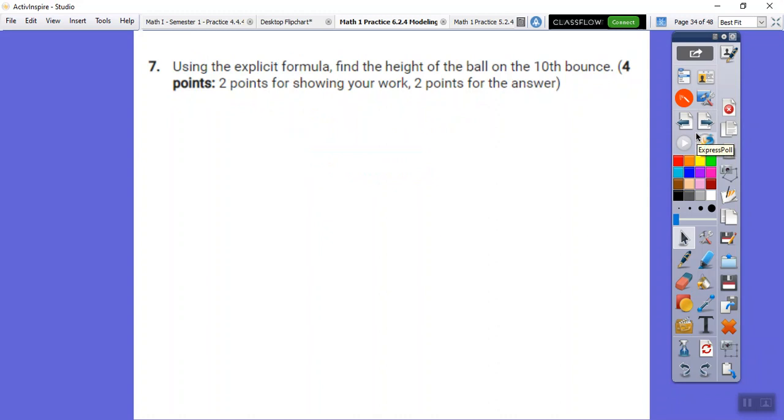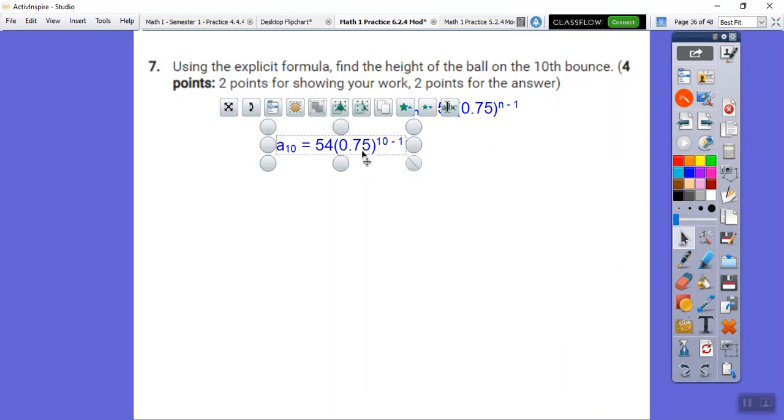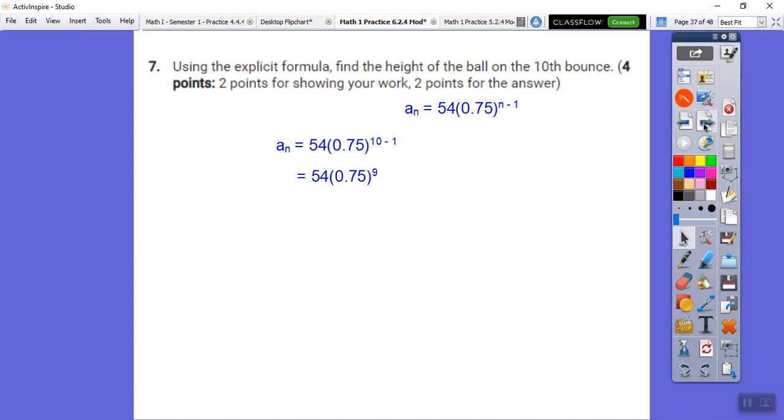Now we're going to use that formula to find the height of the 10th bounce, because that's what our initial question was. What's the height after the 10th bounce? So remember, here's our formula: a sub n is 54 times 0.75 to the n minus 1. I should have put a sub 10 right here, so I'm just going to copy and paste so it stays there. Now, this is going to be 10 minus 1. We have to do this expression first. The exponent, 10 minus 1, is 9. So it equals 54 times 0.75 to the 9.